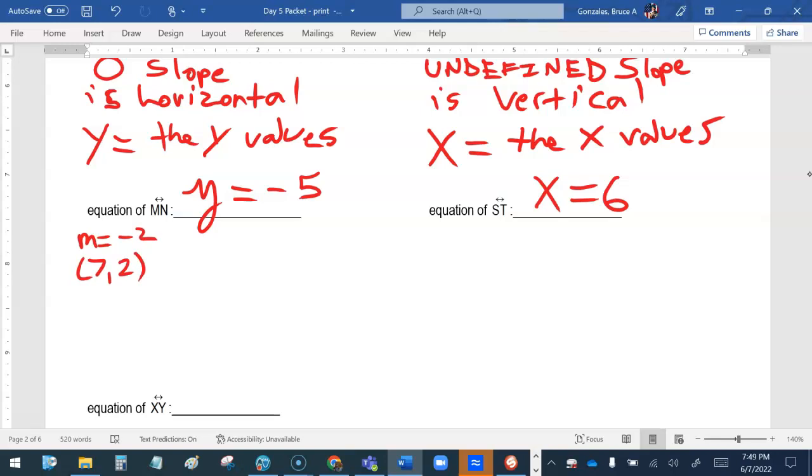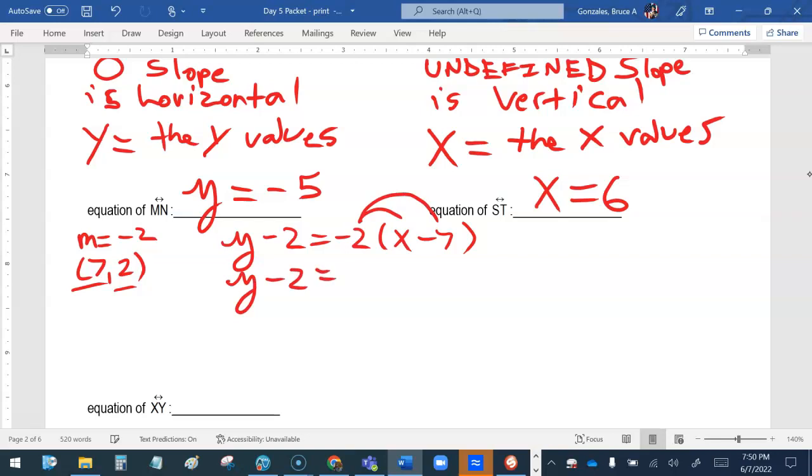Okay, so let's plug it into that point slope formula. y minus the y value, 2, equals m, which is negative 2, parentheses, x minus the x value, 7. So there's my point slope formula. I'm going to distribute the coefficient. Negative 2 times x is negative 2x. Negative 2 times negative 7 is positive 14. And then the last step to get rid of that minus 2 is to add 2 to both sides. And I get y equals negative 2x plus 16.